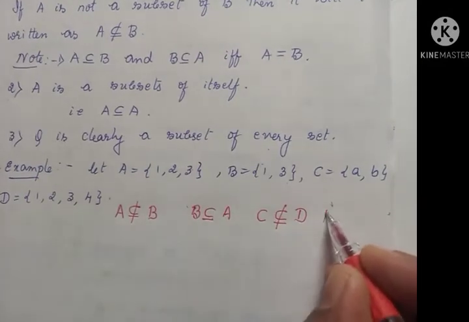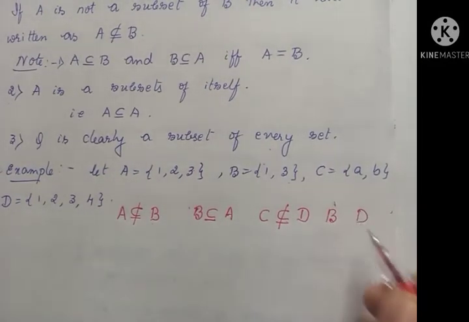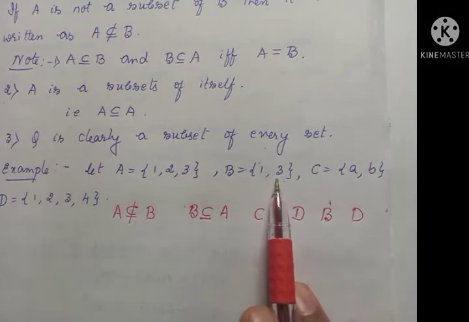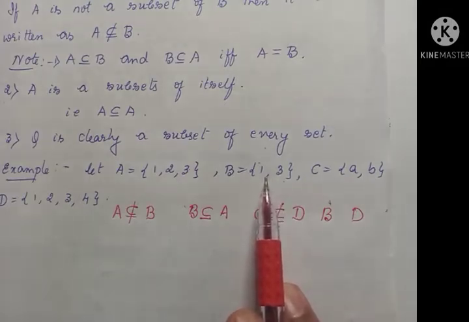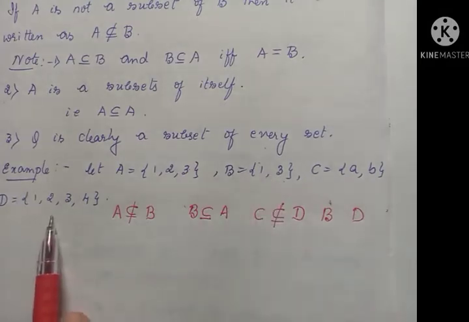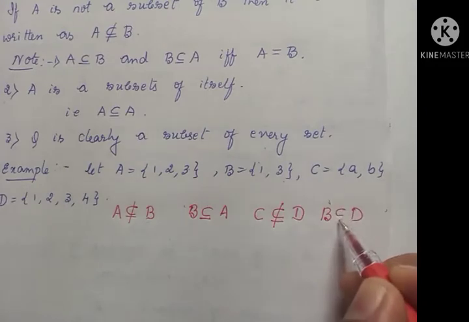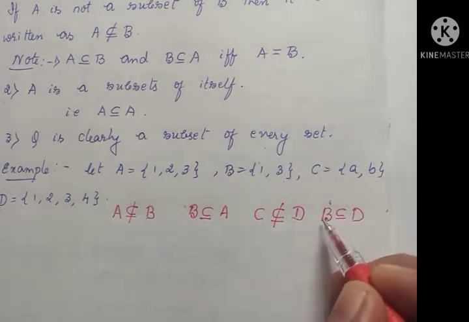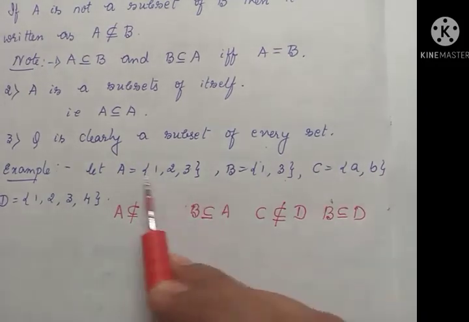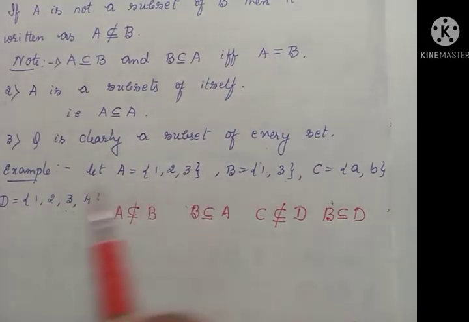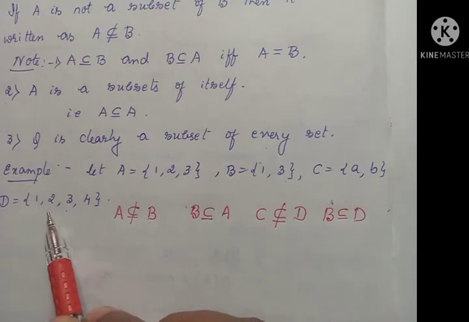B and D. What is the relation here? Is B a subset of D? Check. 1, 3 is there. If every element of B is in D, then I can say that B is a subset. So 1, 3 belong here. Therefore, clearly B is a subset of D. But D is not a subset of B. Similarly, A is a subset of D because A has the elements 1, 2, 3, that are in D here.